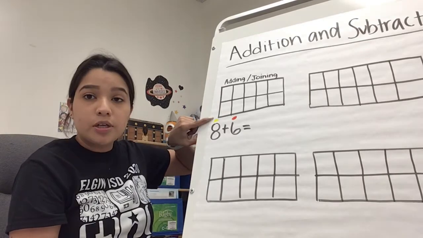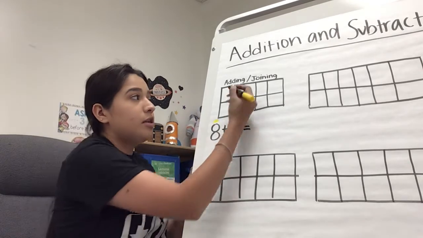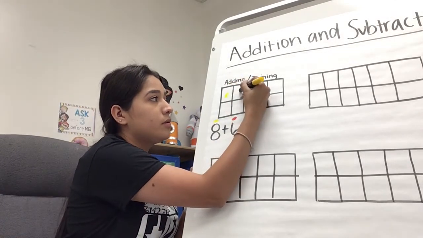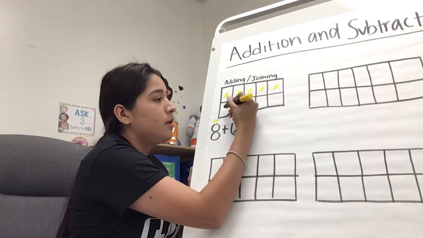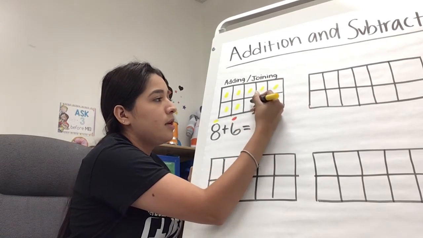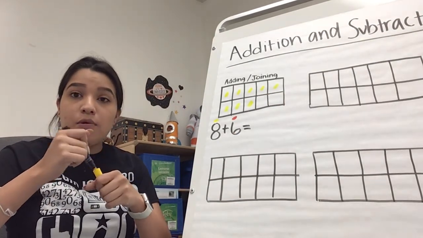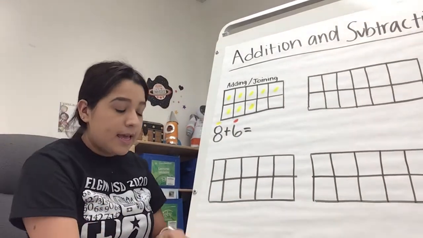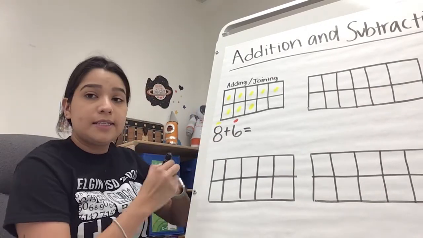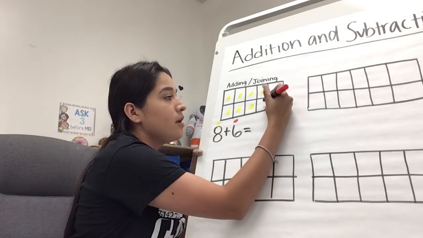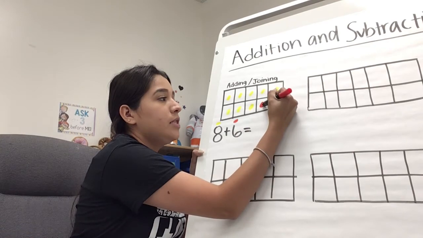So how many yellow circles are there? There's 8, right? So we're going to go ahead and draw 8 circles. 4, 5, 6, 7, 8. Perfect. So now we're going to go ahead and draw 6 red circles because we have 6 red circles. So we have 2 boxes left. So we're gonna fill these boxes.